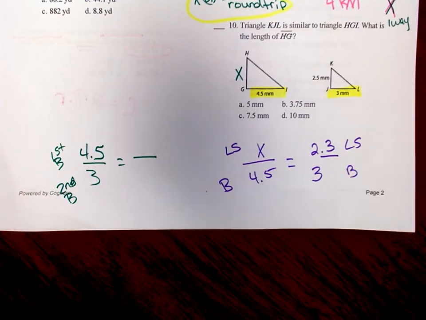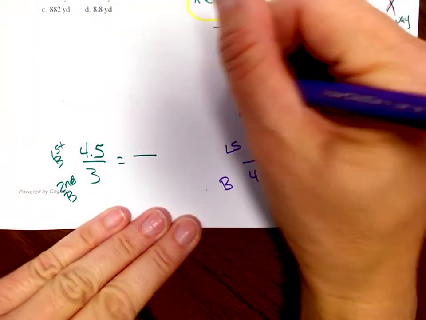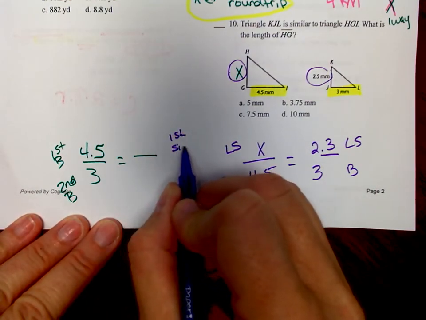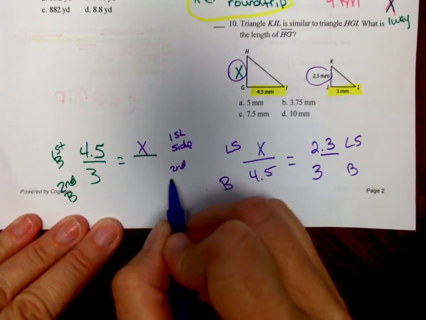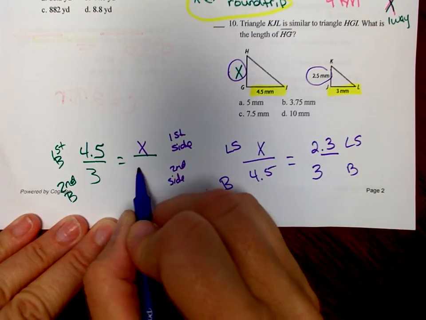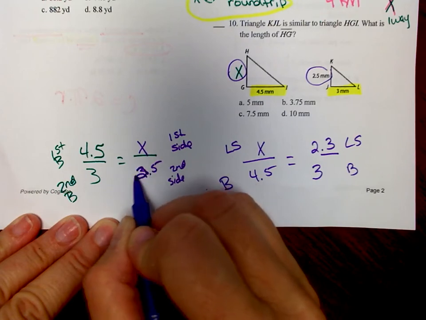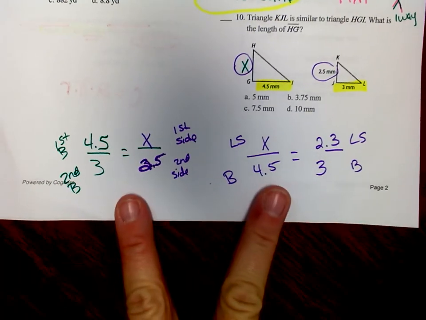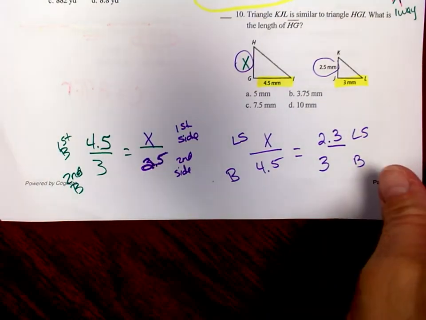And then the x would be my first side would be x, and my second side would be 2.5. And both ways will give you the same answer. Okay, it just depends on how you like to set it up. Okay.